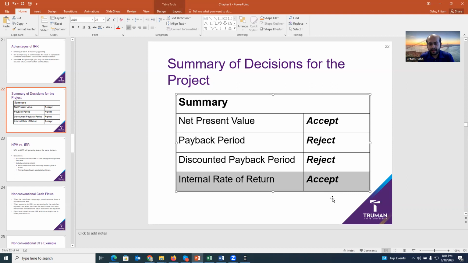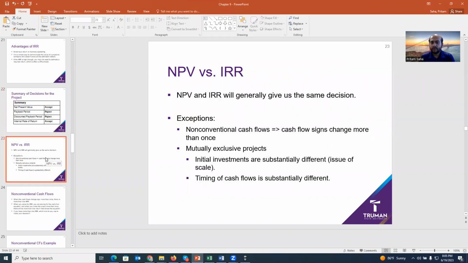So in the upcoming couple of slides, we're going to talk about whether there are any conditions or situations where these 2 different proxies can give you 2 different results. So what are we going to do? We're going to make a horse race between NPV versus IRR. Which one is better in different conditions?